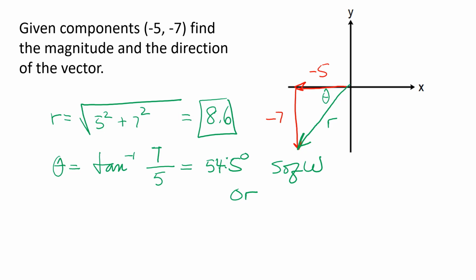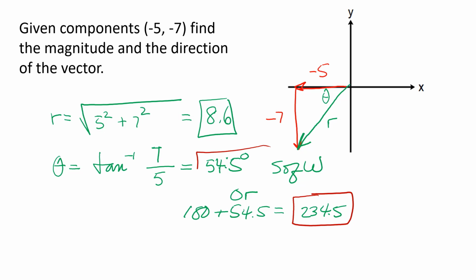Or if I choose, I'm going to do 180 plus 54.5, which gives me a standard angle of 234.5. Let's try a different color. So for your direction, it's either or, and here's your magnitude and direction.